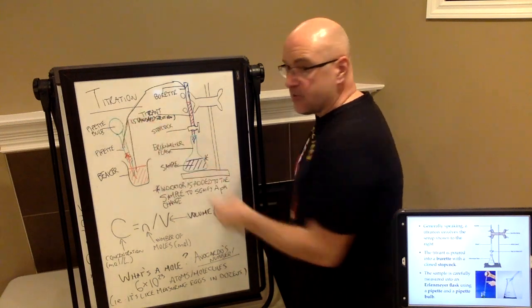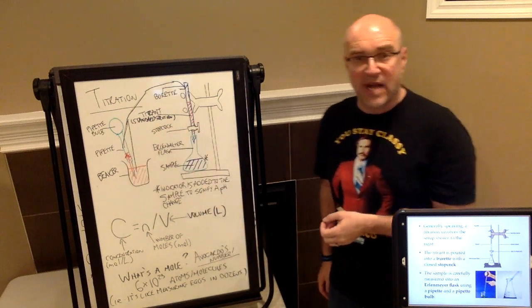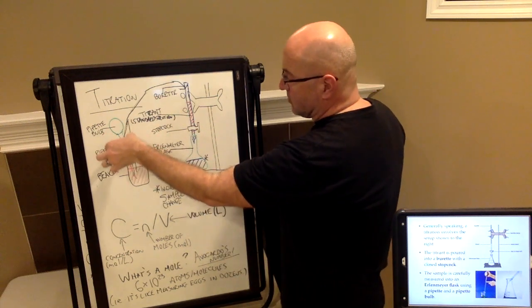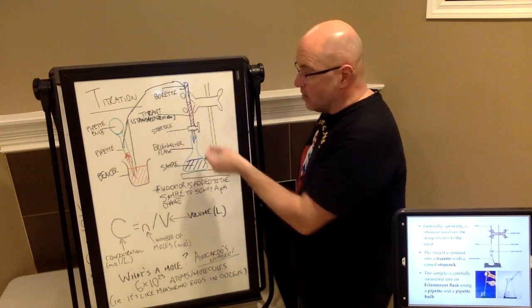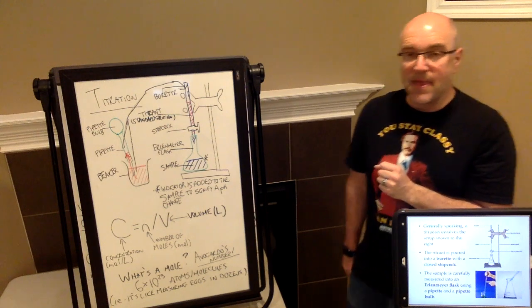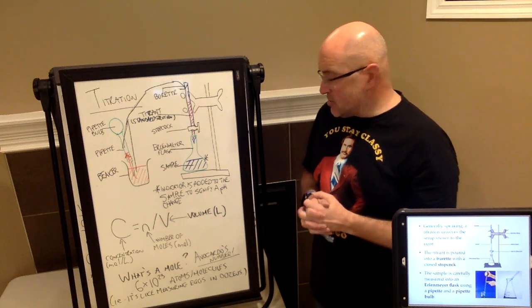We don't want to dissolve the rubber of the pipette bulb. Remember, the glass will be non-reactive with an acid and a base. So we basically take this solution, the standard solution from the pipette, and then drop it into the burette with the stopcock closed, and then we're ready to start adding that standard solution to the titrant.